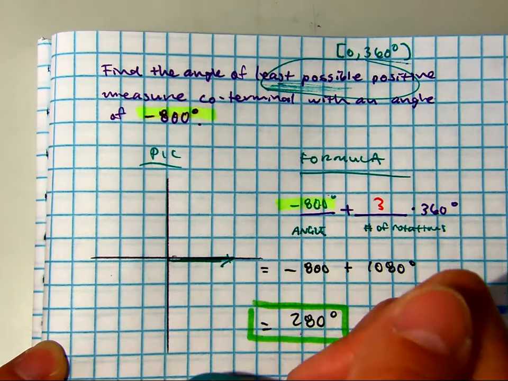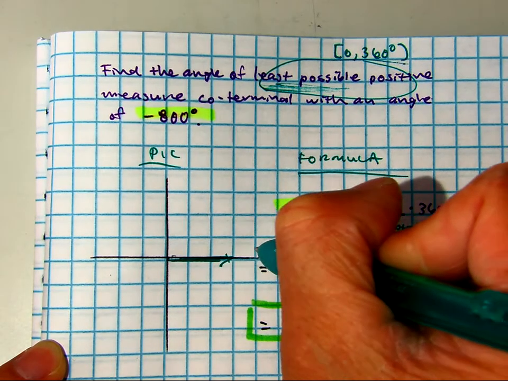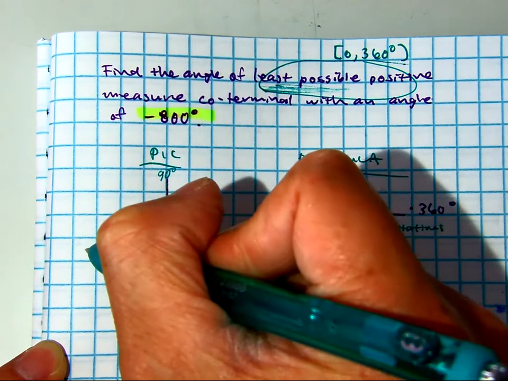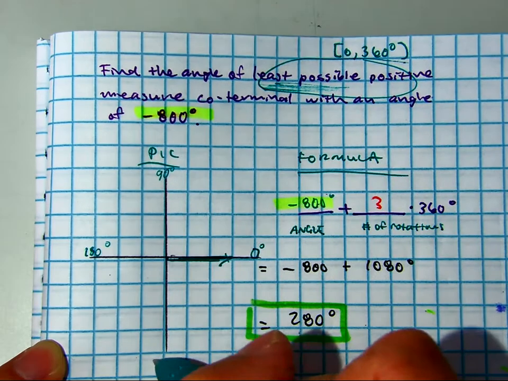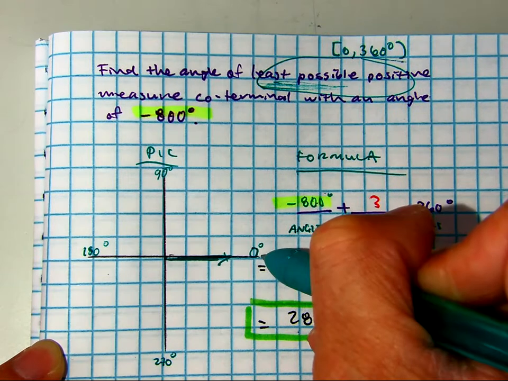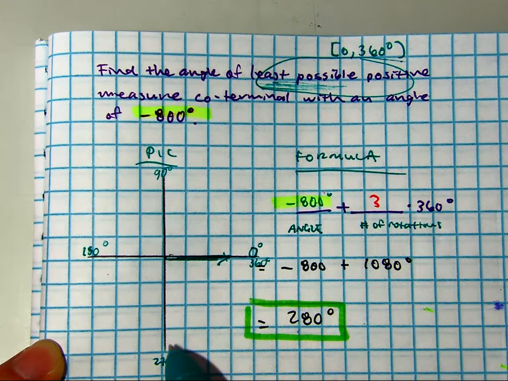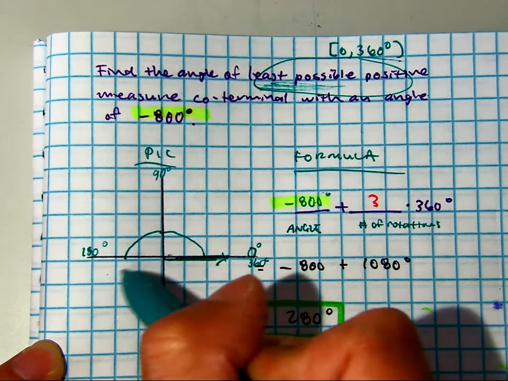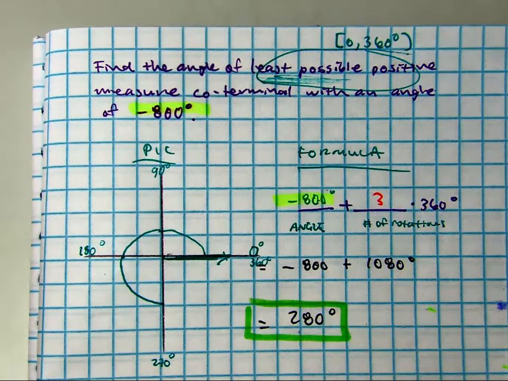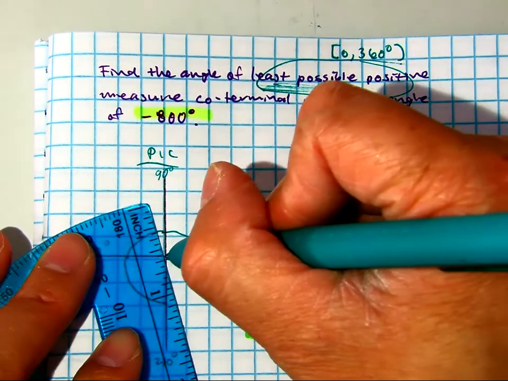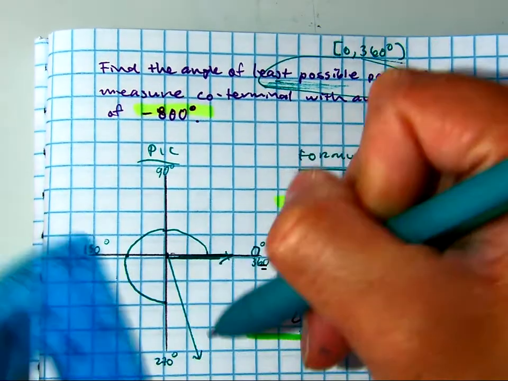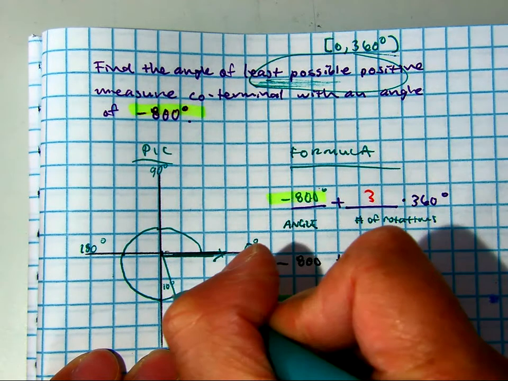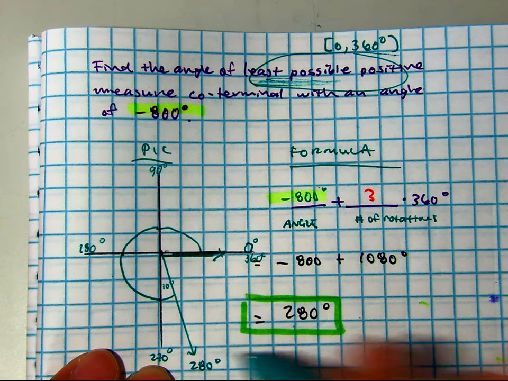0, 90, 180, 270, 360. So 360 degrees is too much, right? So I'm going 90, 180, 270, and I just need how much more? 10 degrees more. That little sliver is important to us. That's 10 degrees, and we're going to be using that later on. So this is where 280 degrees is. So that's where my picture is.